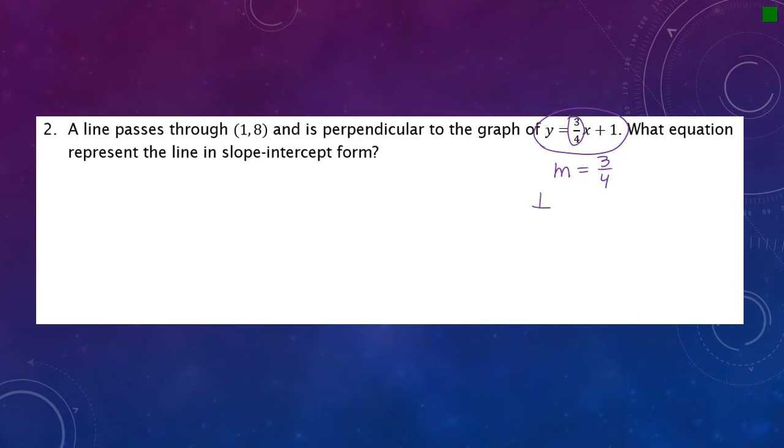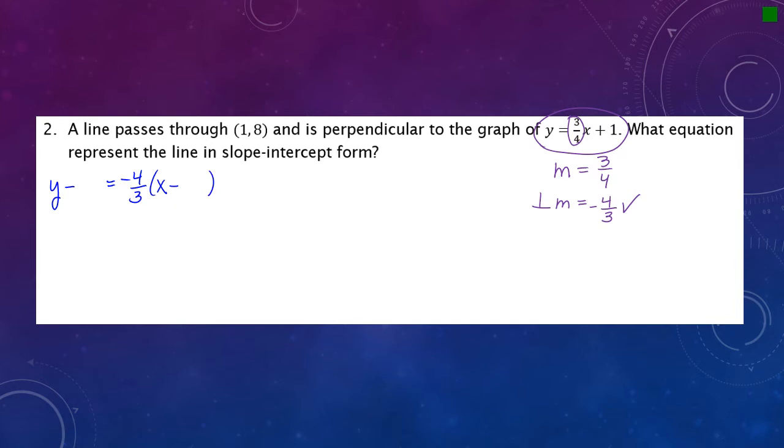So the perpendicular slope, as you remember, would be the opposite reciprocal. So the reciprocal of 3/4 is 4/3, and then we have to make it the opposite sign, so this would be negative. So this is the slope that we're going to use when we plug it into point slope form. So I'm going to set up point slope form again. So I'm going to do y minus blank equals the slope times x minus blank.